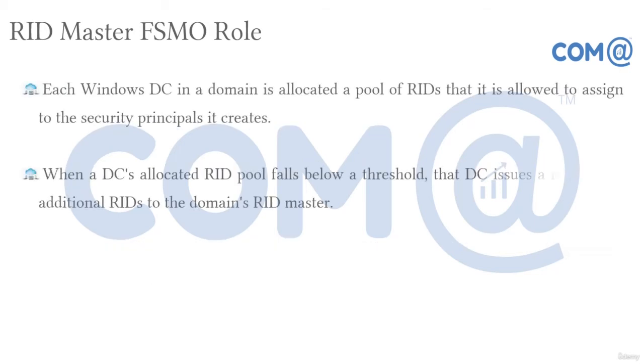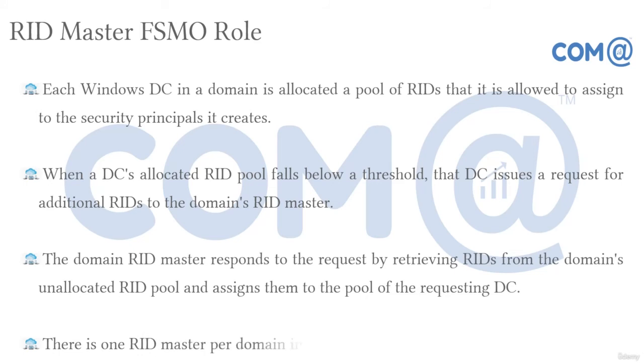And for the understanding about the RID master role, each Windows domain controller in a domain is allocated a pool of RIDs that it is allowed to assign to the security principals it creates. When a domain controller's allocated RID pool falls below the threshold, the domain controller issues a request for additional RIDs to the domain controller where the RID master is, which is going to issue the new pool of RIDs.